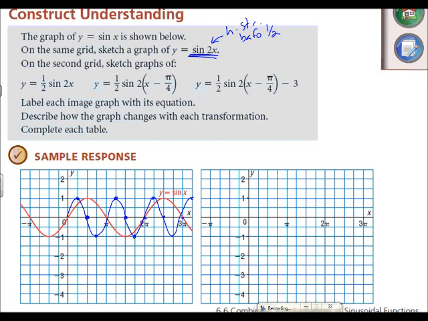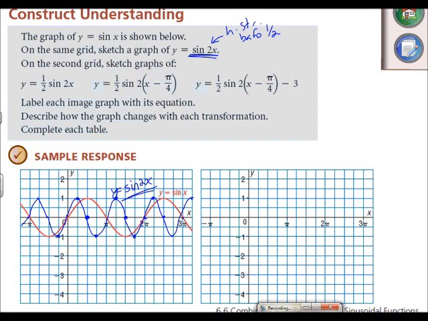We could go backwards as well. So that's going to be half into here, and then up to there, and back down to there, like that. And make sure you label that graph, y equals sine of 2x.